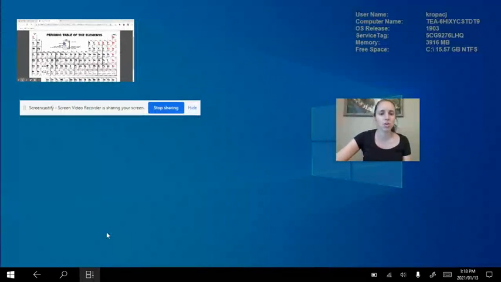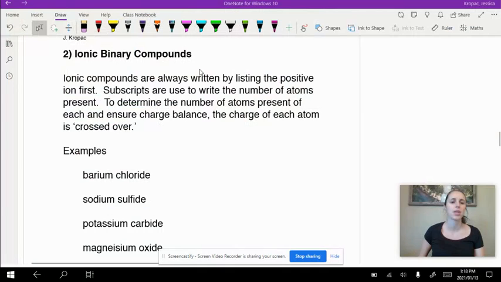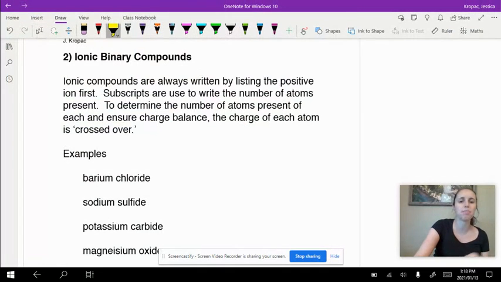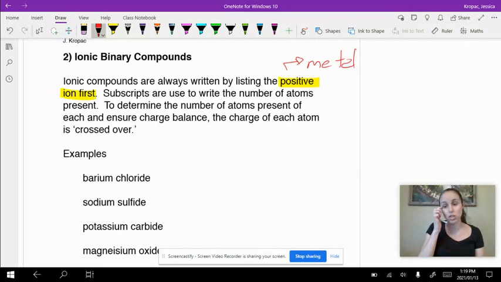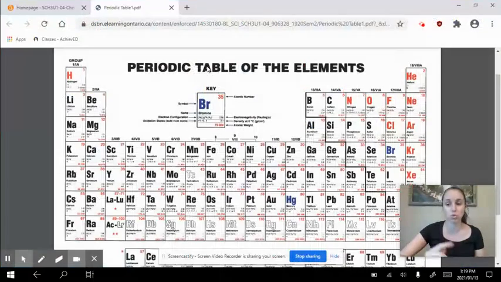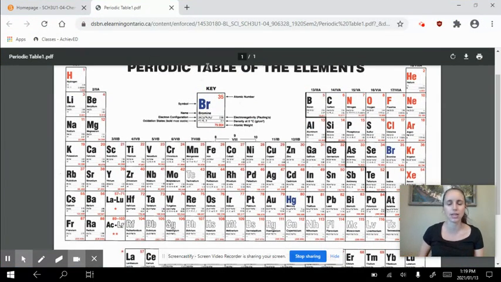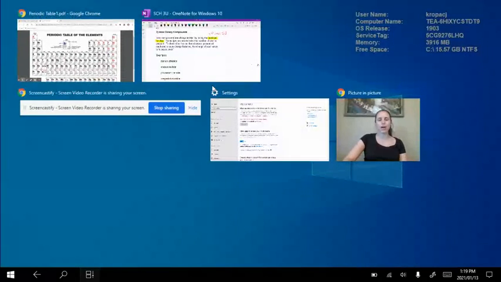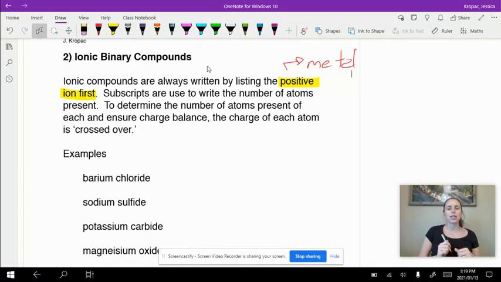And ionic compounds, of course, have different naming rules. Ionic compounds are always written by listing the positive ion first. Your positive ion is actually always going to be your metal, so you always want to list your metal first. Here's the really nice thing about that. If you read left to right, which most Canadians do, that's how we teach in Canada to read, the metal's always going to appear first anyways. So if you're looking at the periodic table, the metal's going to appear first anyways. So you always want to keep the metal first and the non-metal second. So metal ion, the positive ion, is going to come first, and the negative is going to come later.